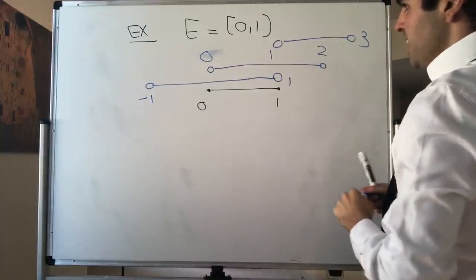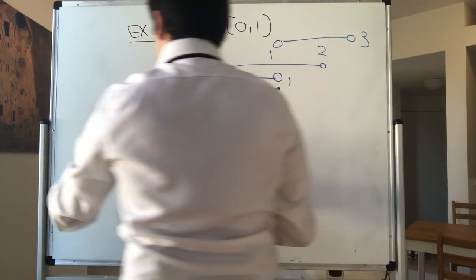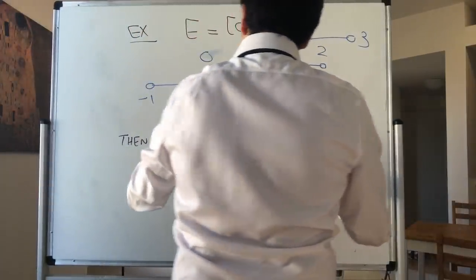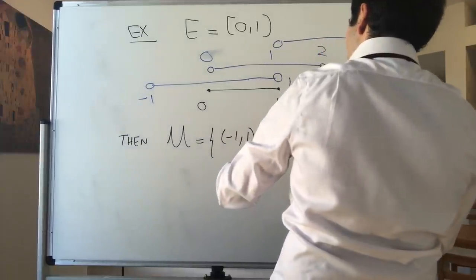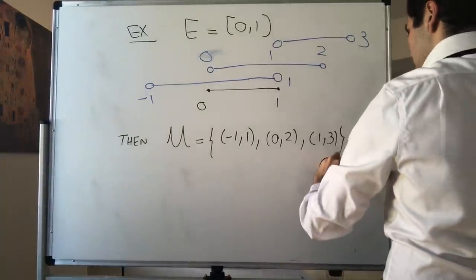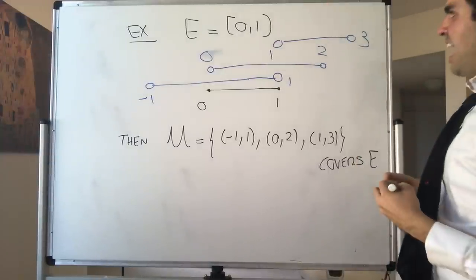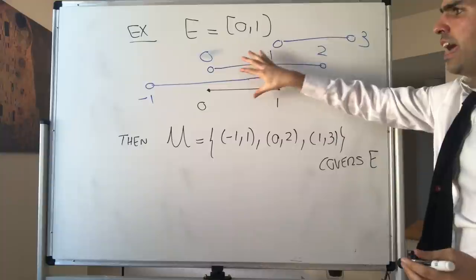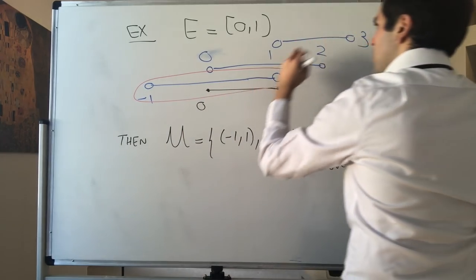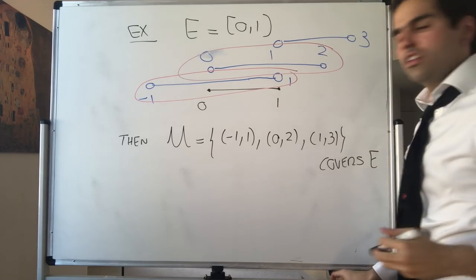Then this whole collection covers your interval 0, 1. Then if you take U to be the intervals (-1, 1), (0, 2), (1, 3), well, that covers E. But notice, we don't even need this last set. We can just throw it away and still get that this subfamily covers your set. So if you just take the first two, then you get what's called a subcover.